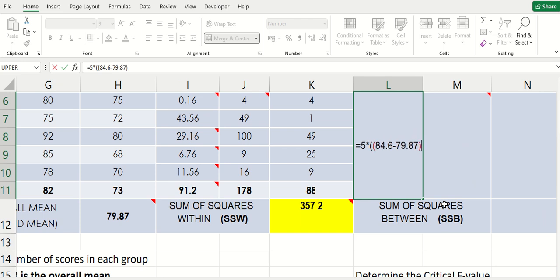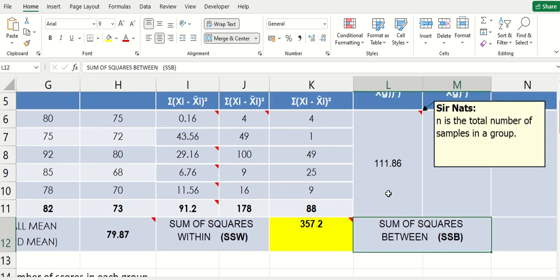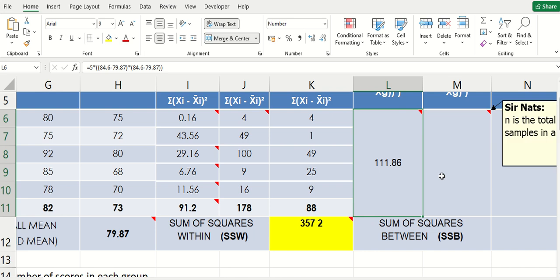79.87. Can we do this twice? Or you can just multiply it by itself. Okay. Then you will have this, 111.86. Okay. Same process.